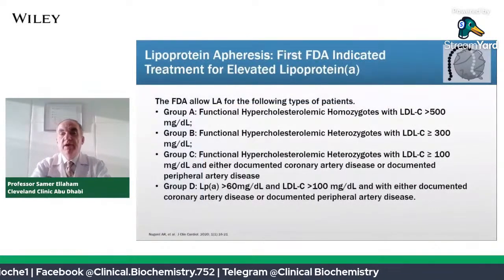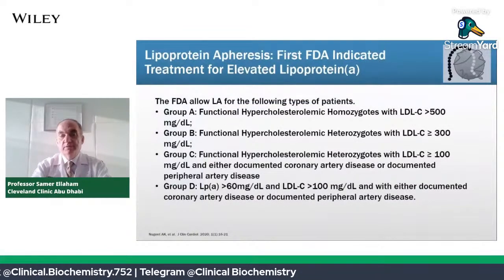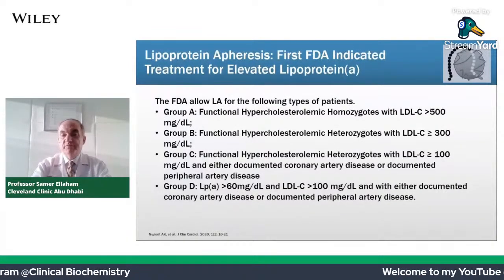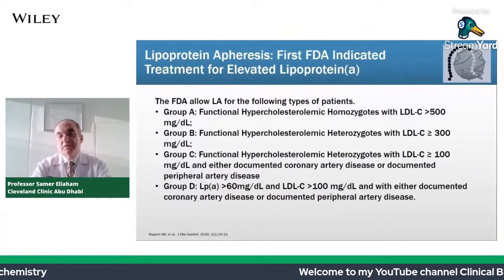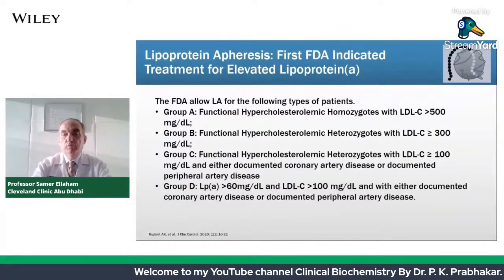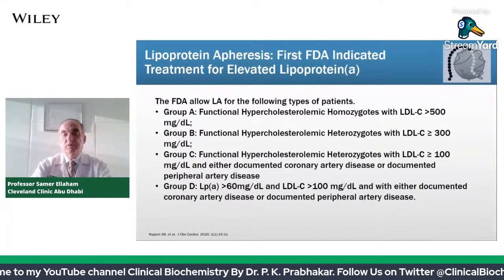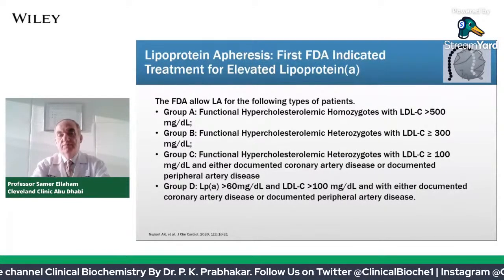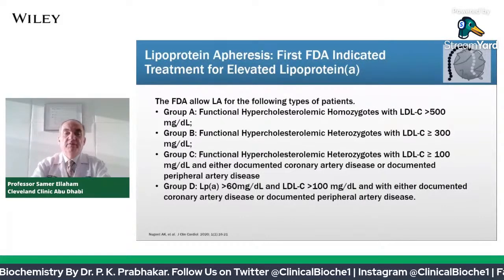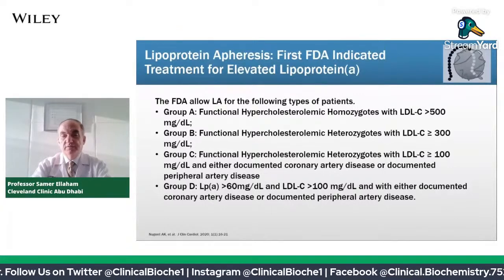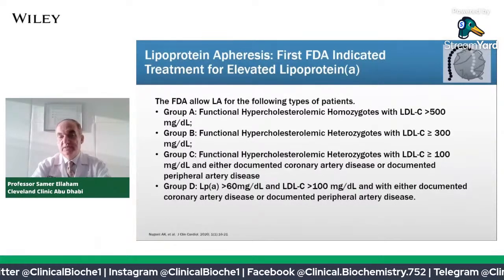Looking at the FDA, our Food and Drug Administration in the United States, those are the groups, briefly for the interest of time, that they talk about, which is familial hypercholesterolemia homozygous with an LDL greater than 500. This is an obvious one. These patients are very, very concerning. Then familial hypercholesterolemia heterozygous with an LDL greater than 300 milligram per deciliter.